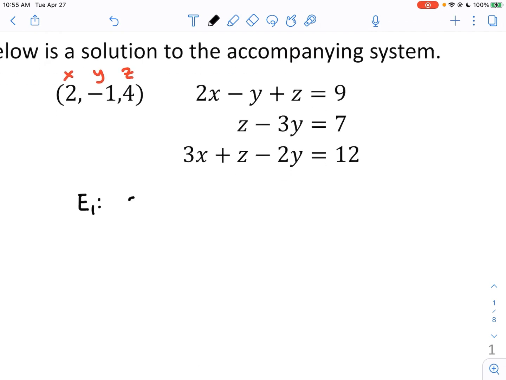Equation 1, plug in 2 for x, so we have 2 times 2, minus, plug in negative 1 for y, and then plus, plug in 4 for z. And the question is, is this going to give us 9? So you have 4 minus negative 1, so that's 4 plus 1, that's 5. Add 4 is 9, so check.